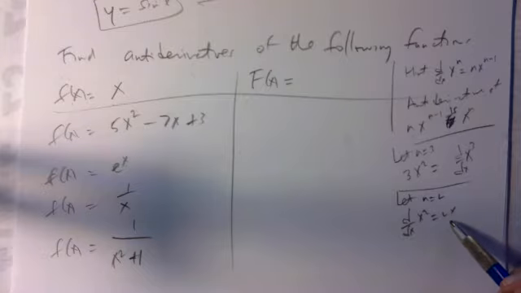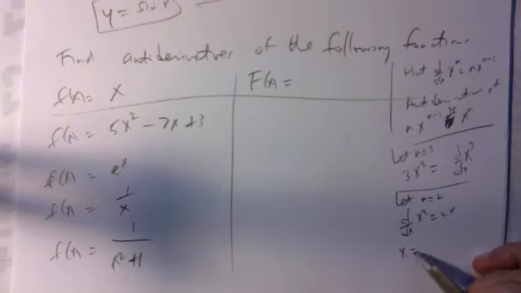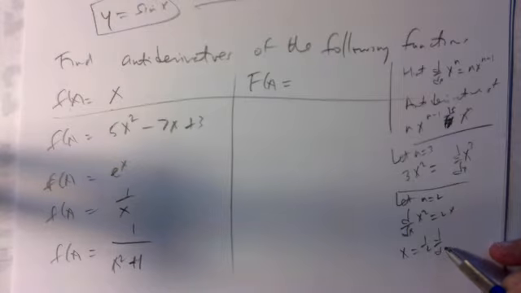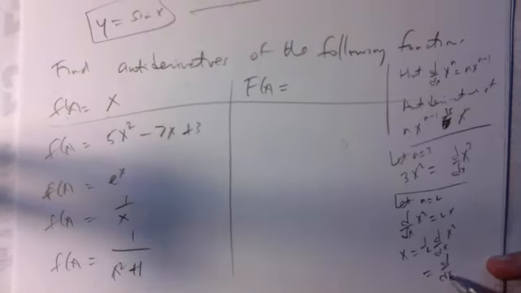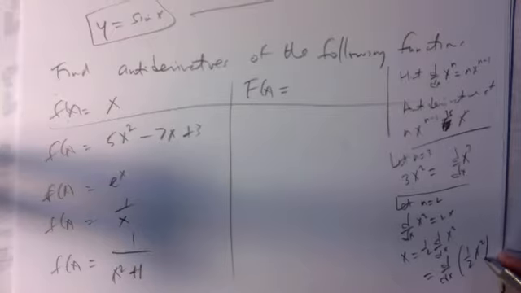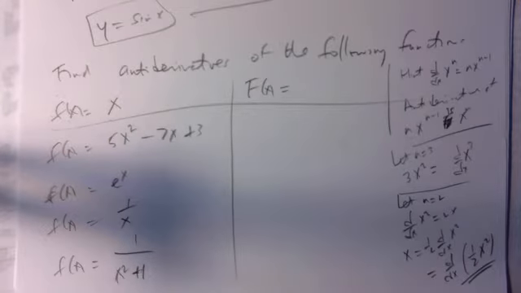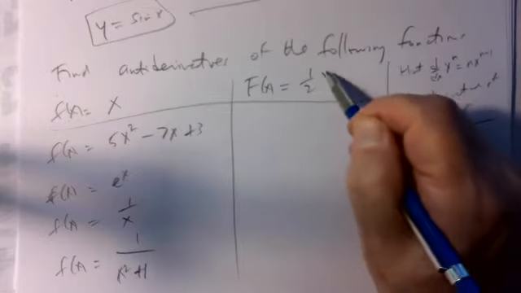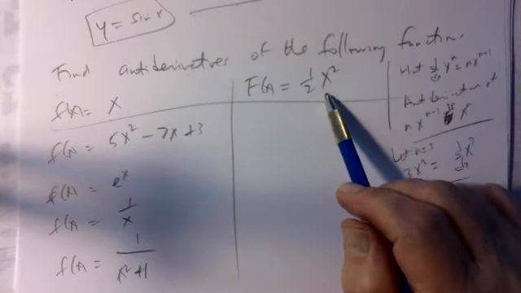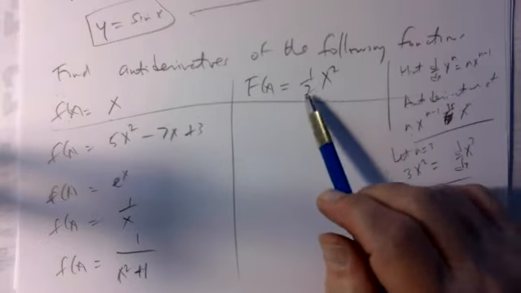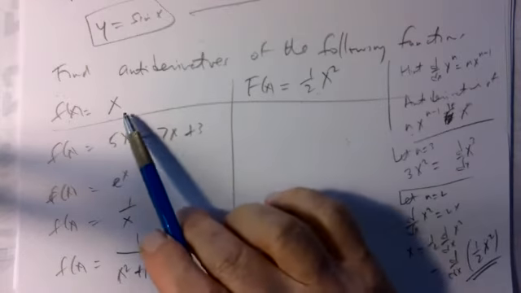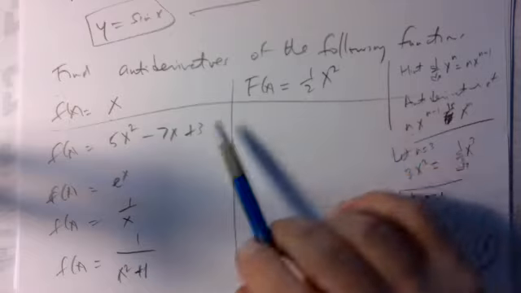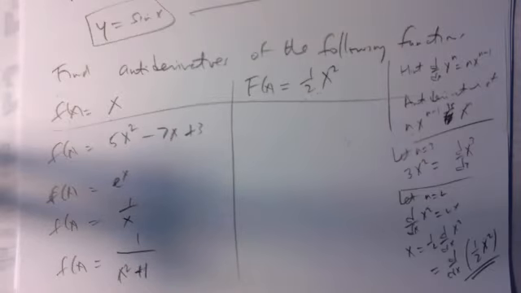But we want an antiderivative of x. So x is 1 half the derivative of x squared, which is the same as the derivative of a half x squared. If you differentiate a half x squared, you get a half times 2x, a half times 2 is 1, you're left with x. So an antiderivative of x is 1 half x squared.